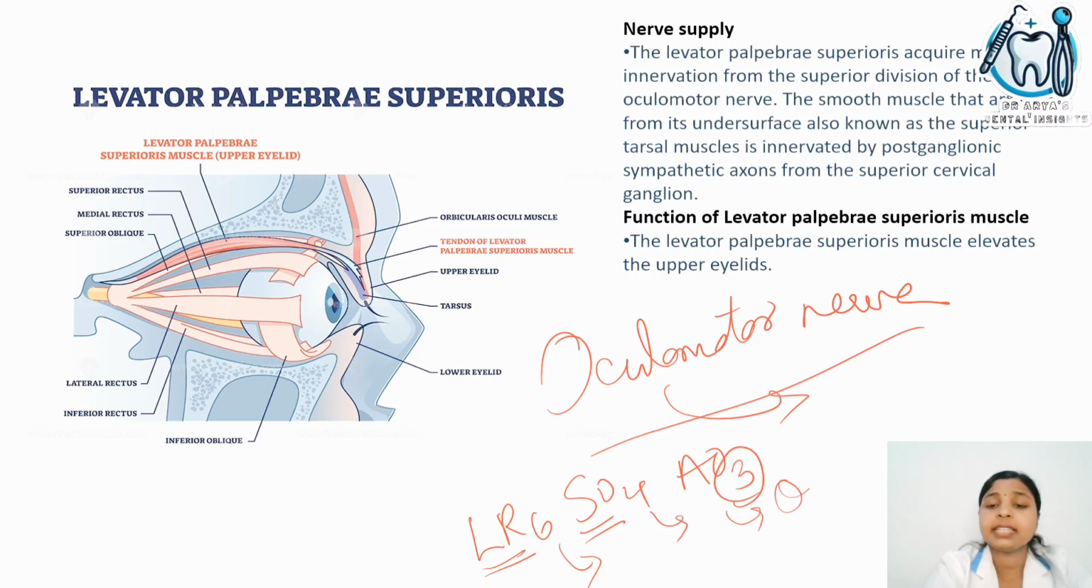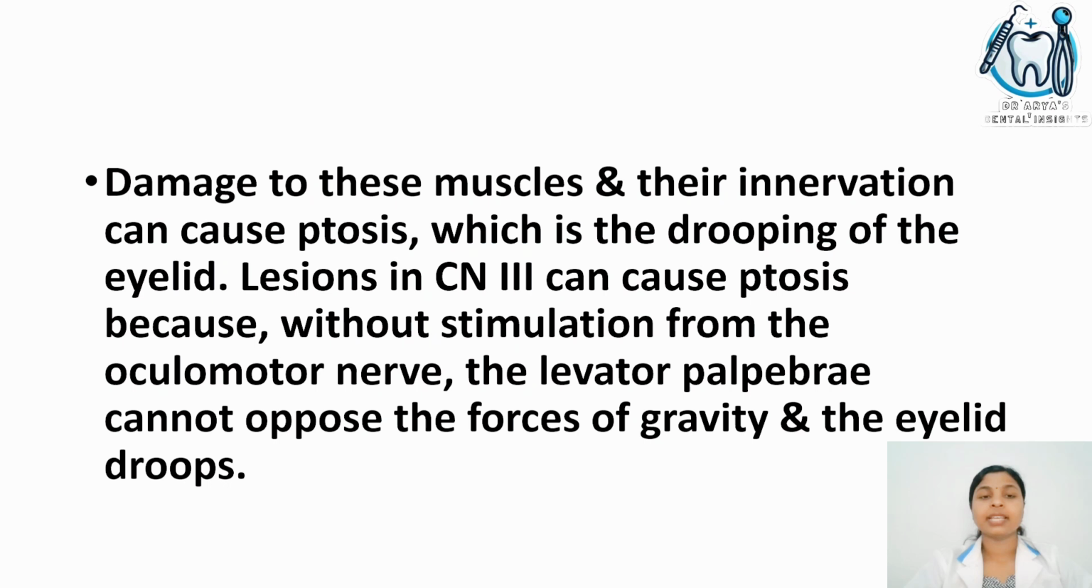The 3rd cranial nerve is the oculomotor. So, abducens, trochlear, oculomotor. Levator palpebrae superioris is supplied by the oculomotor nerve, and it elevates the upper eyelids. Damage to this muscle, the levator palpebrae superioris, and its innervation can cause ptosis, which is the drooping of the eyelid.